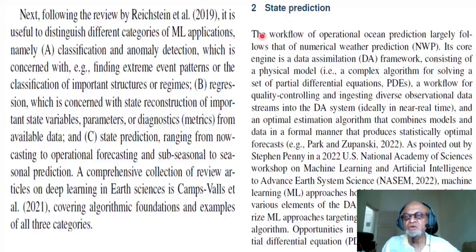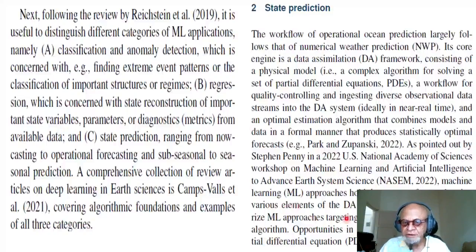Touching on these state predictions, the workflow of operational ocean prediction largely follows that of numerical weather prediction, NWP, which has been in business for now for more than half a century. Its core engine is a data assimilation framework consisting of physical models, so complex algorithms with numerical solutions of the Navier-Stokes equations with energy and thermodynamics, and you have data assimilation because weather prediction is an initial value problem, so you need to give it information of what the real atmosphere and ocean look like at this moment so that you can integrate forward and make the prediction. Data assimilation has a lot of similarities to what AIML tries to do, but for a different purpose. You're trying to blend data into models to initialize the model to look like the real world, and so on. And there are a lot of issues, a lot of methods associated with them as well.